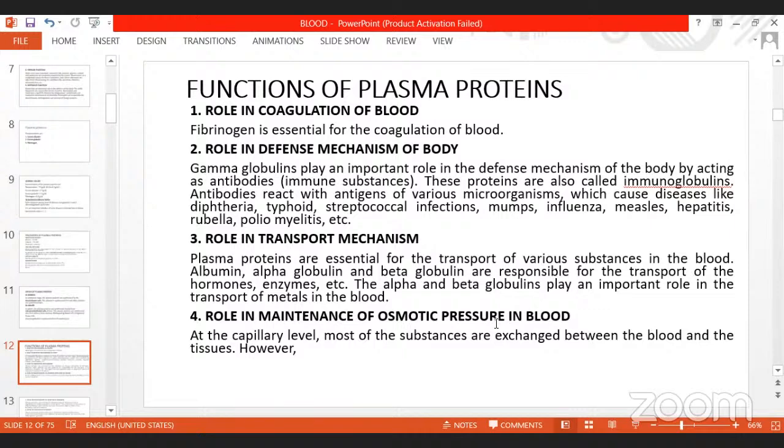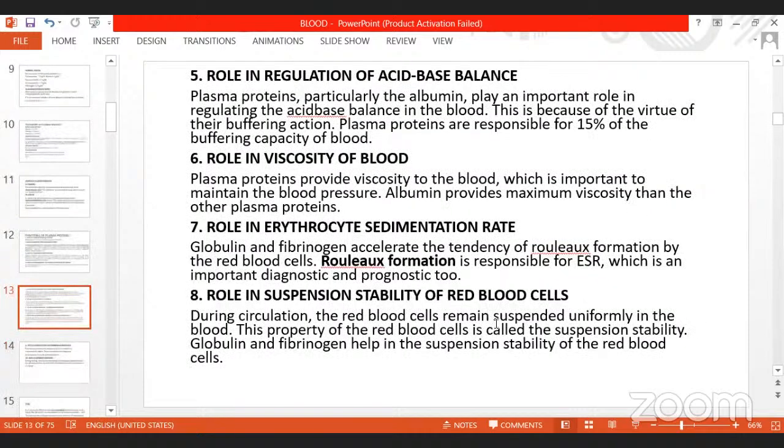At the capillary level, most of these substances are exchanged between blood and the tissue with the help of the osmotic pressure in the capillaries. And regulation of acid-base balance. Especially albumin helps in the regulation of acid-base balance in the body.